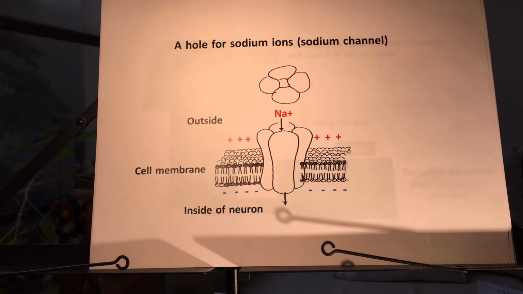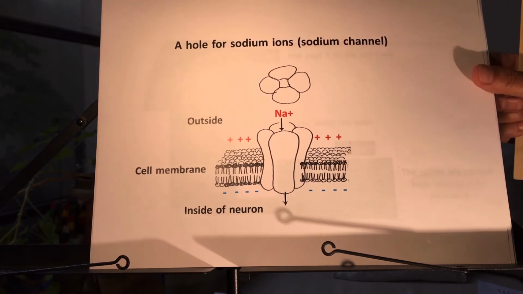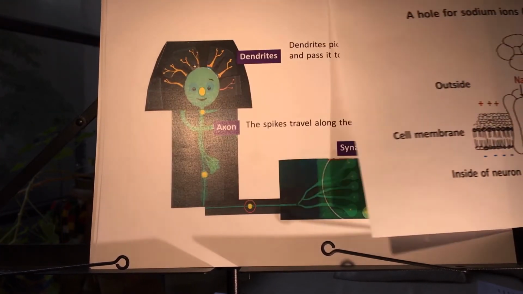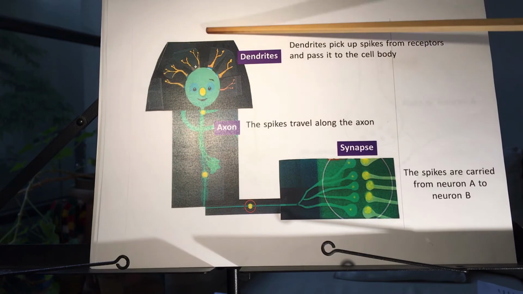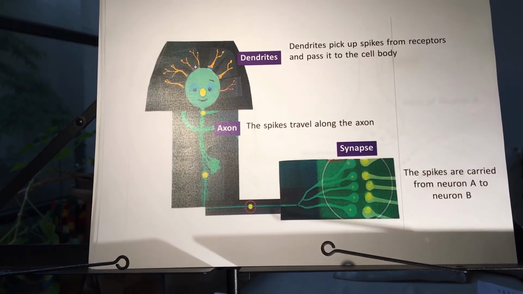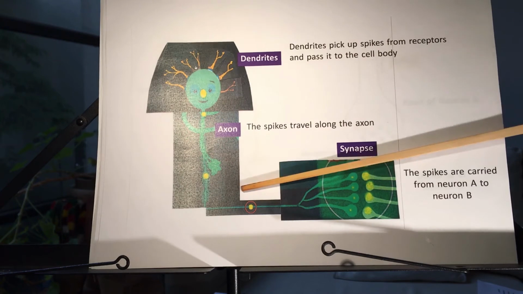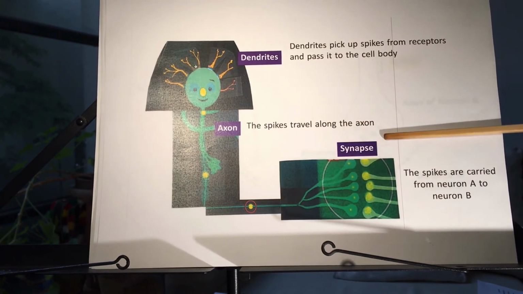Neighboring holes open because of these changes in polarity, so that the sodium ion wave, the spike, is carried along from dendrite to axon. The third, there is a tiny space between 2 neurons at the end of the axon. It's called the synapse.